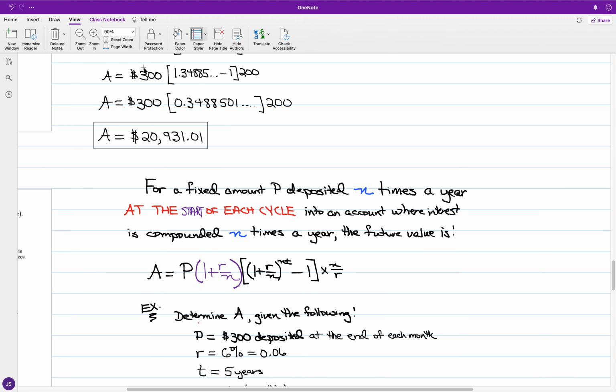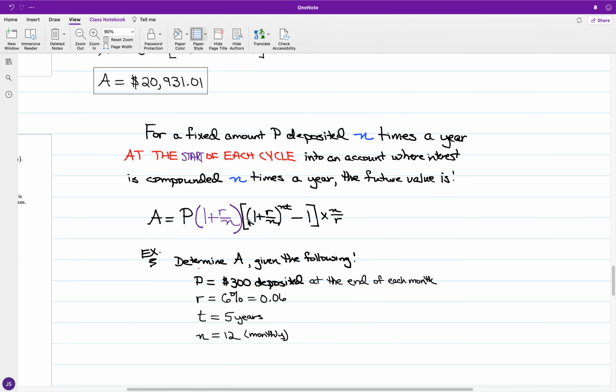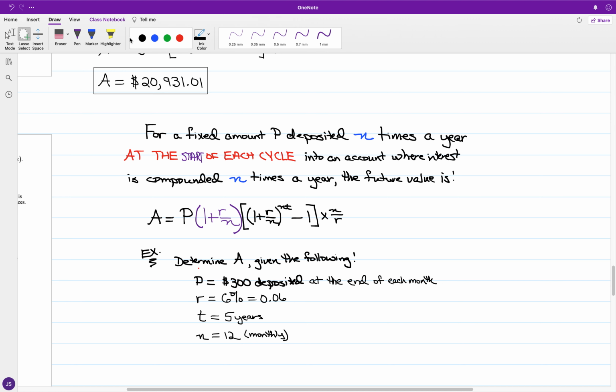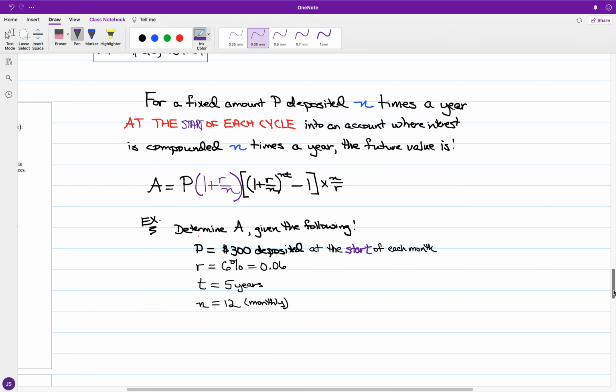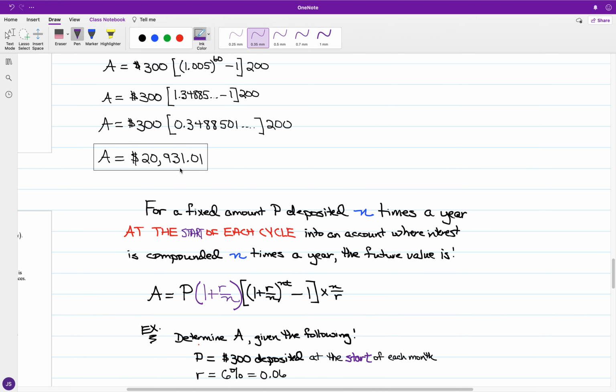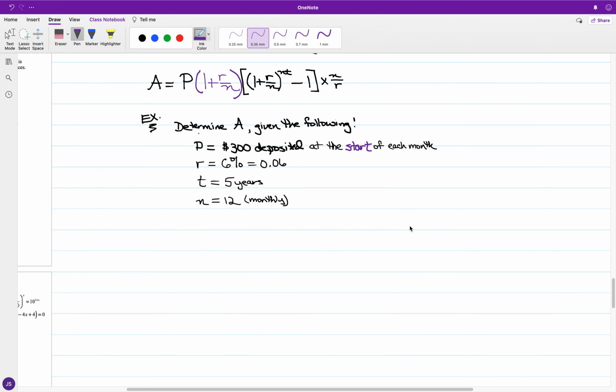Let's go back to our example. You still have monthly deposits, time span of 5 years, and a rate of 6%, and adjusting. Instead of having the $300 put in at the end of each month, say you have $300 deposited at the start of each month. We've got the same numbers, and this $20,931.01 is going to be used in configuring the future value. With the start of each month, you add the slight detail of this 1 plus R over N factor.